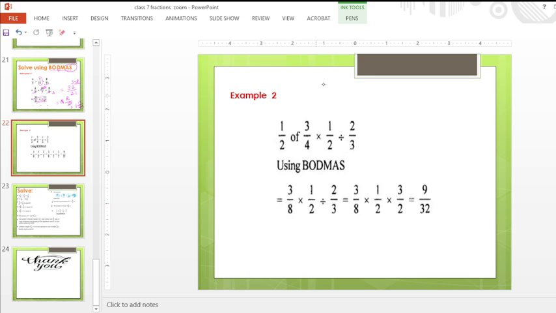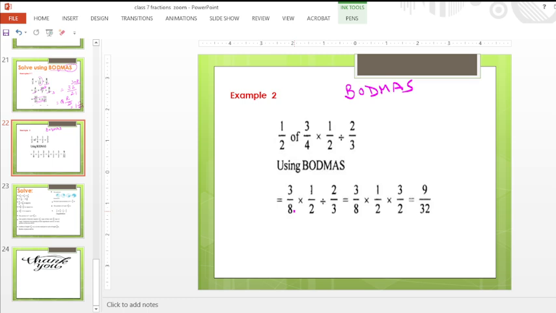Again, one more example of BODMAS, because the BODMAS concept is everywhere until higher classes, 8th also, 9th, everywhere you will be finding this. Only the complexity increases, but the concept remains the same. Now see, I'll write here BODMAS. Bracket is not here, of is there. So first is the of operation. I will not touch anything else.